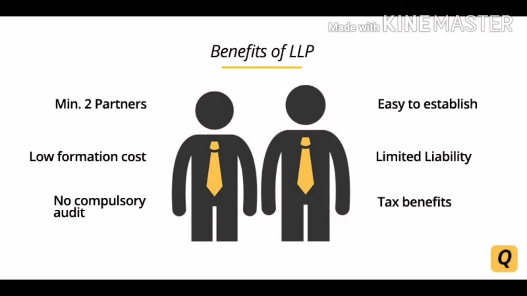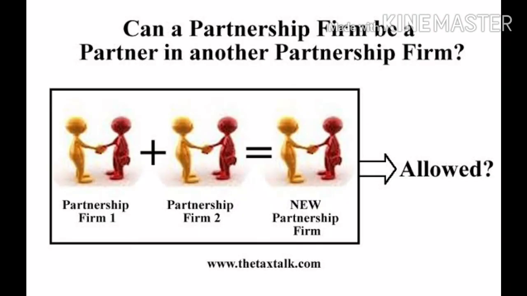Now, let us discuss the benefits of LLP. An LLP must have a minimum of 2 partners. It is very easy to establish. It has limited liability. It gets tax benefit, low formation cost, and no compulsory audit. So you see, the LLP can be between 2 firms, between 2 persons.